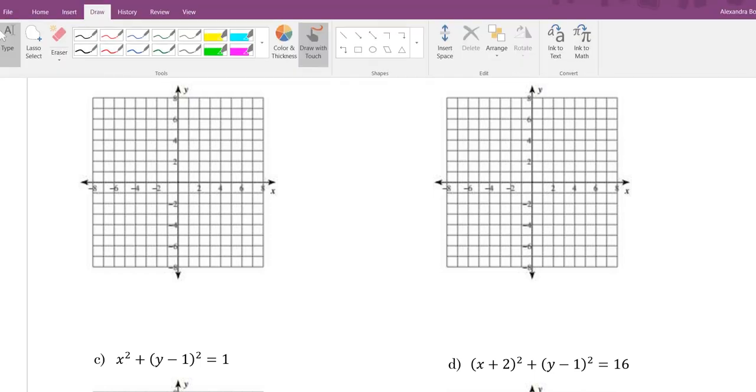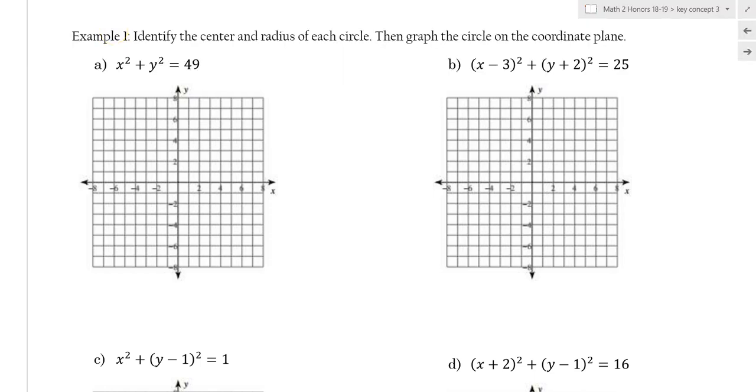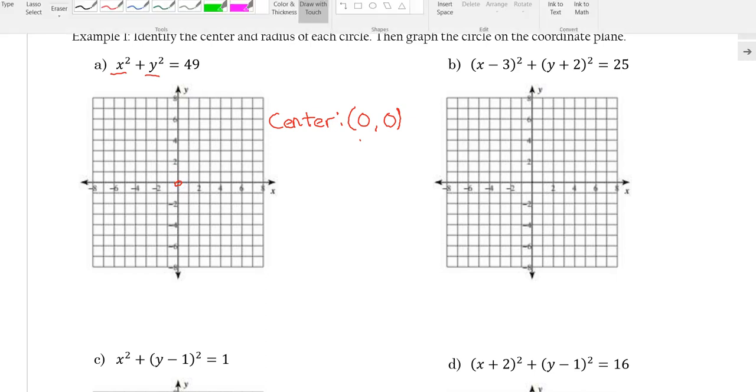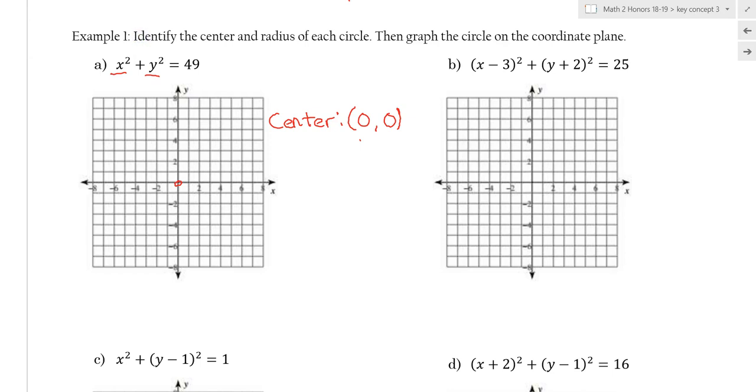Right, so if we look at letter A, we have x squared plus y squared equals 49. So it's what's with x and what's with y. If we look here, there's nothing with x, there's nothing with y. Mathematically, nothing is 0, 0. Okay. So I'm going to put a nice point at 0, 0. Then r squared comes from here. So r squared equals 49. I'm going to take the square root to find r.